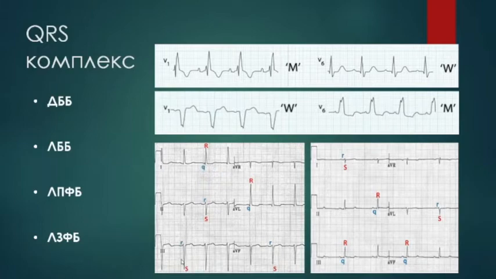So, what are possible explanations for lengthening of the QRS complex? Bundle branch block? Yes, or fascicular block. Why am I calling fascicular block? Because the left bundle has several fascicles, right? How many fascicles are there in the left bundle?